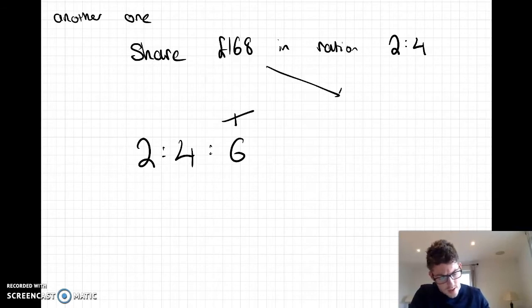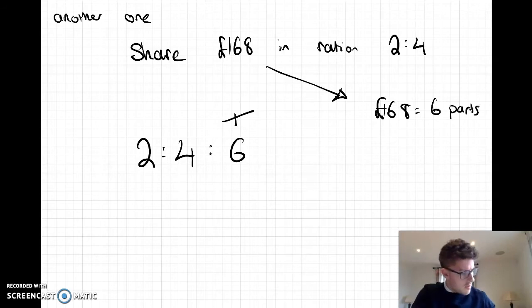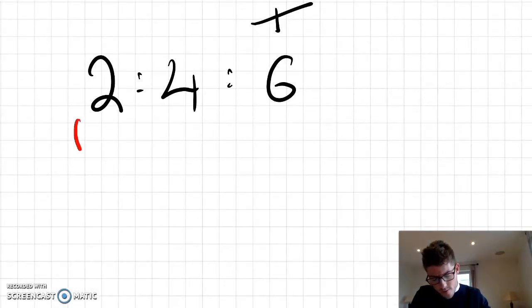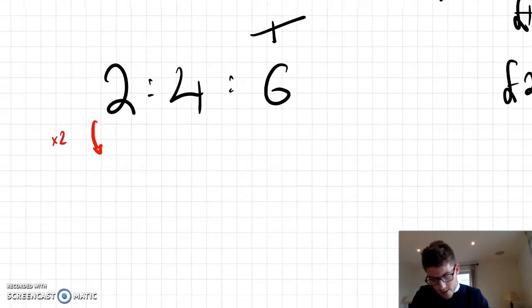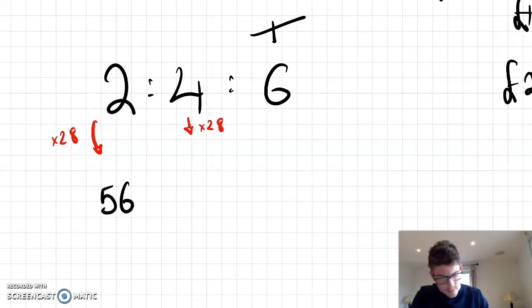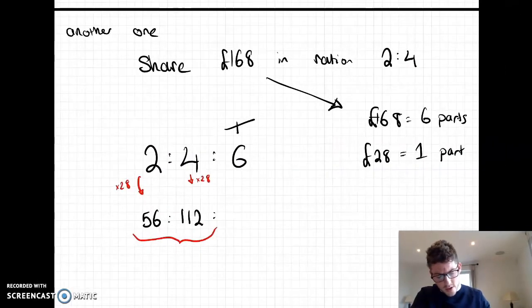So 168, 6 parts, meaning, by the way, I do recommend a calculator for these questions. £28 equals 1 part. So in a ratio of 2 to 4, we're going to times 2 by 28 and times 4 by 28, giving us a final answer of 56 to 112. And you can always double check, do they add up to make our total of 168? They do.